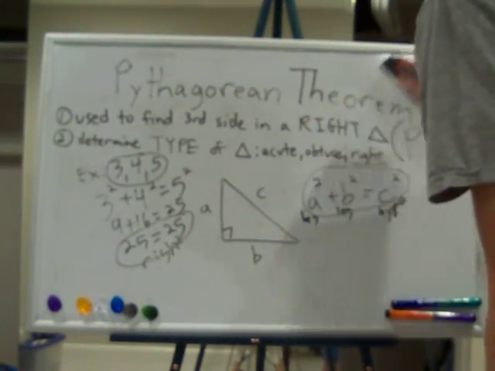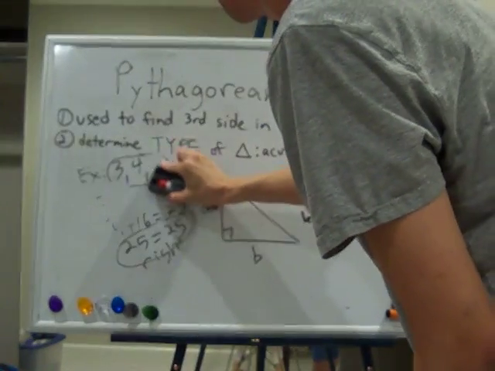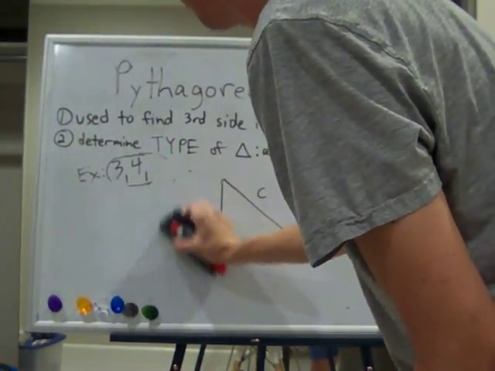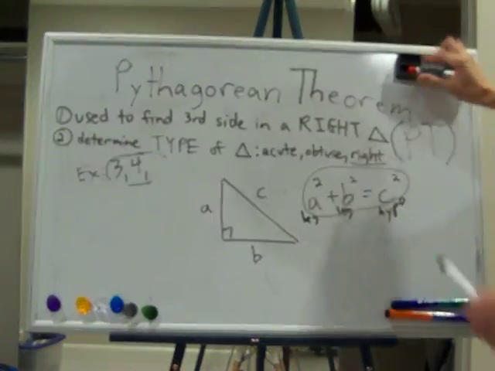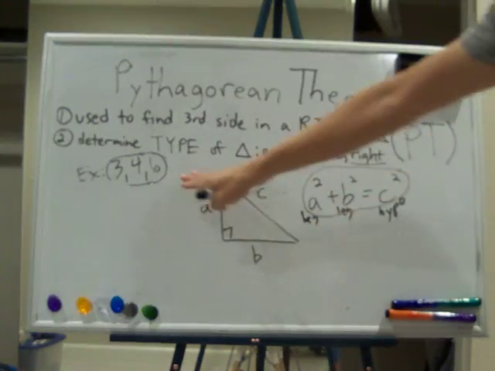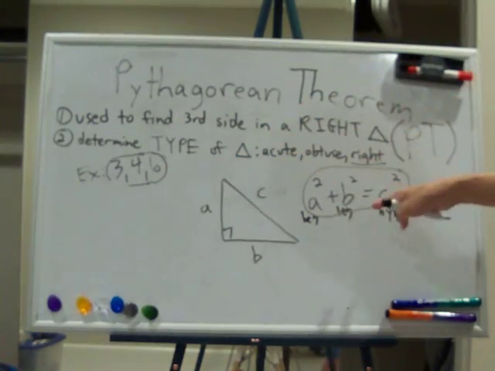So I'm going to change the sides. So what if we change the hypotenuse? So now it is 6 instead of 5, right? So now it's 3, 4, 6. However, which one's the hypotenuse? Okay, well now it's the 6, right? So we plug that into the equation.